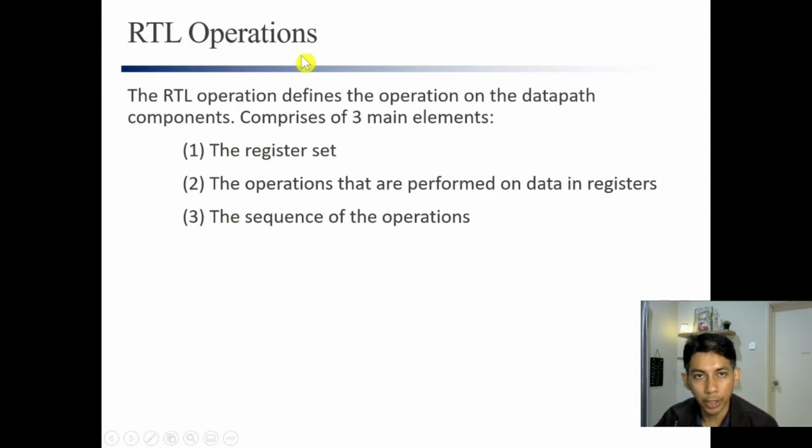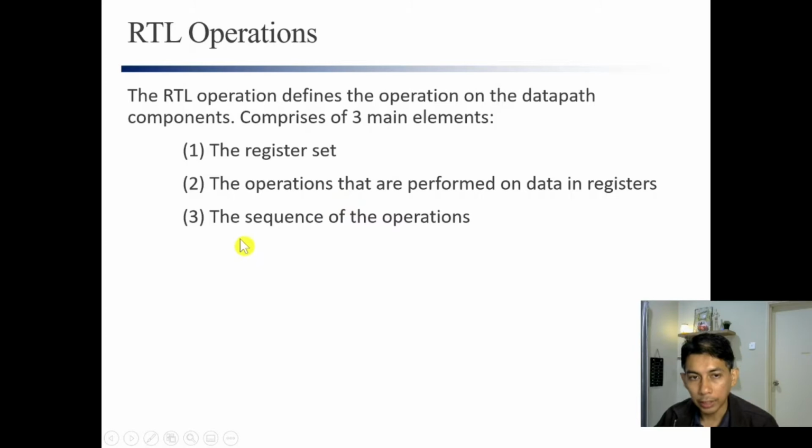So what is the RTL operation? What is the operation that we will use in RTL? There are three main elements. First is the register set. Of course, we need to have a register set: register A, register B, or register 1, 2, 3, 4, 5, and so on. Number two, we need the operations that are performed on data in the registers. What operation will we perform on the data? We want to shift the data, add the data, sub the data, or do anything on that data. That is the operation.